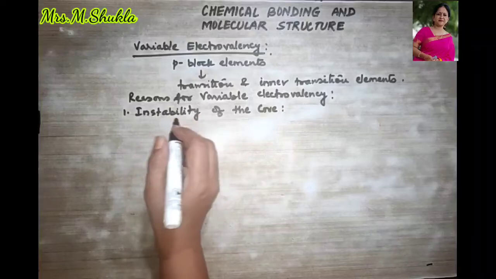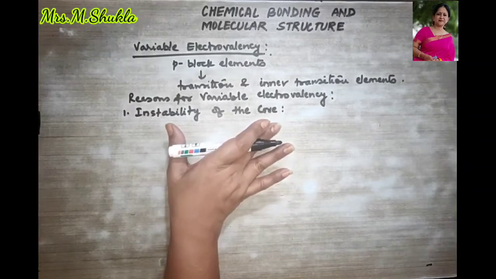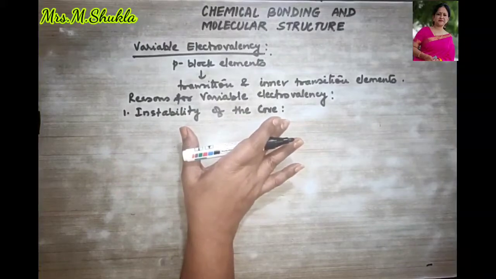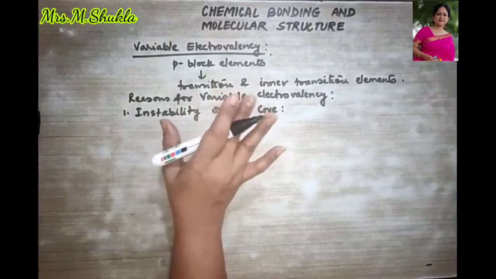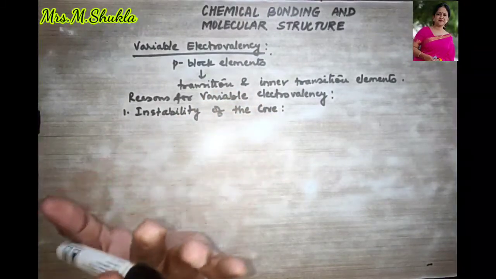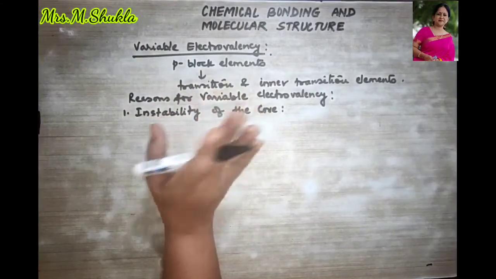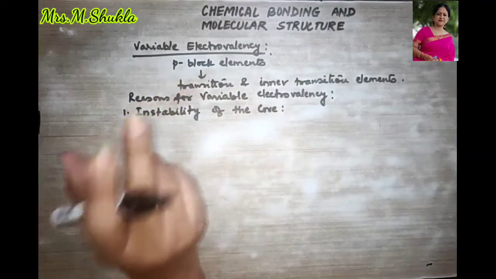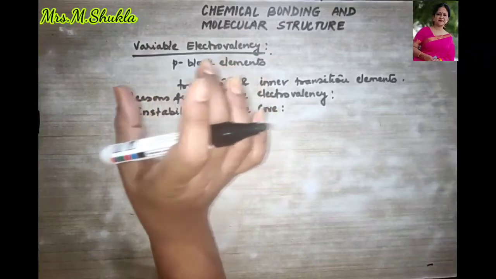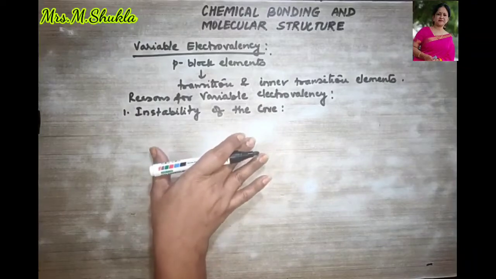For example, let me explain it to you, then you will understand. Now let us understand what we mean by instability of the core. In case of some of the atoms of transition elements, ions formed after the loss of valence electrons do not have a stable core as the configuration of the outermost shell is not equal to ns2 np6, but it is equal to ns2 np6 nd, where the d electrons range from 1 to 10. So let us understand it with an example and then I shall repeat it again.